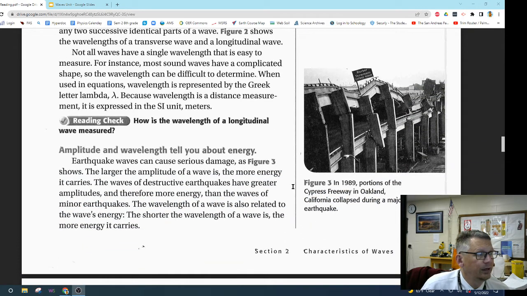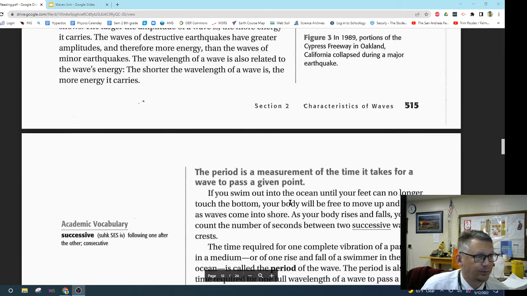Amplitude and wavelength tell you about energy. Earthquakes can cause serious damage, as Figure 3 shows. The larger the amplitude of the wave, the more energy it carries. The waves of a destructive earthquake have a greater amplitude and therefore more energy than waves of a minor earthquake. The wavelength of a wave is also related to the wave's energy. The shorter the wavelength of the wave is, the more energy it carries.